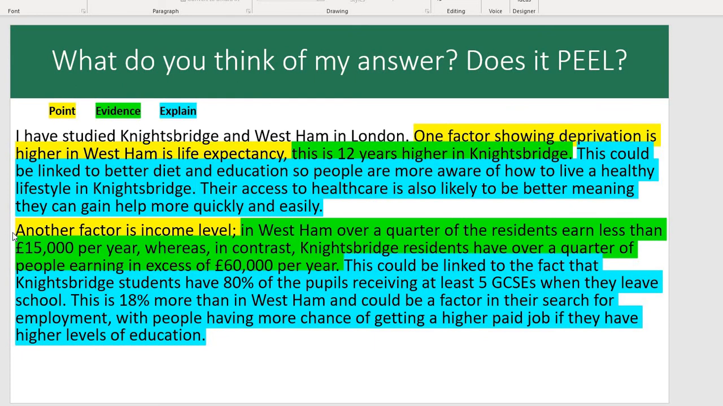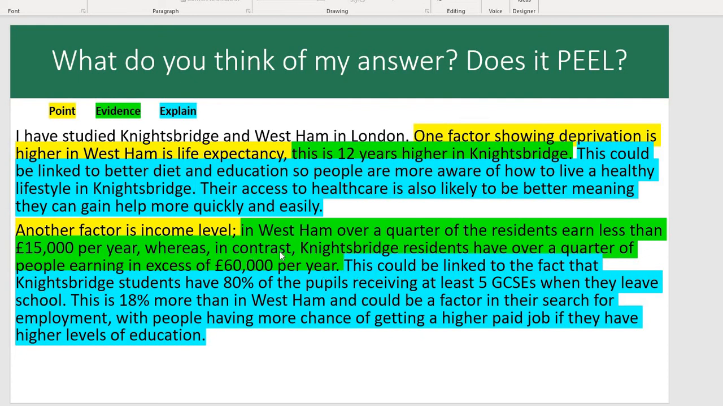My second paragraph is the one about income level. So I've gone on to use data from the table, pointing out that in Westham we've got over a quarter of the residents making less than 15,000 a year, whereas in Knightsbridge we have over a quarter of the people earning in excess of 60,000. So they're opposite ends of the scale. Okay, so notice as well that we've used this word whereas, really, really good word to use when you're doing a comparative answer. I've then got my explaining.